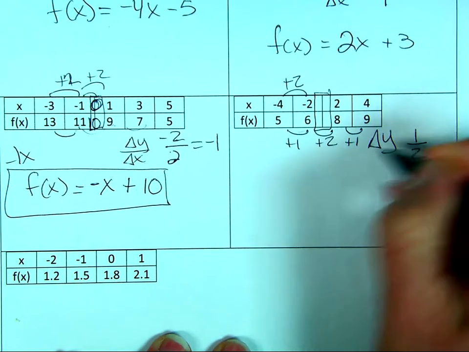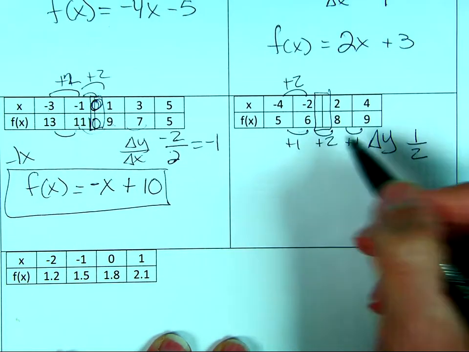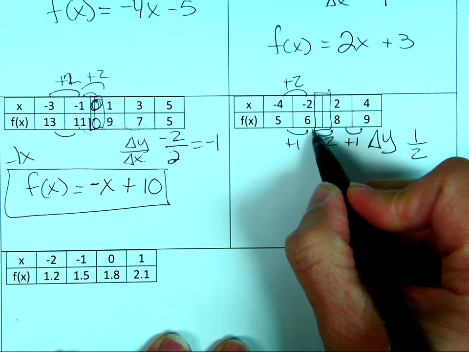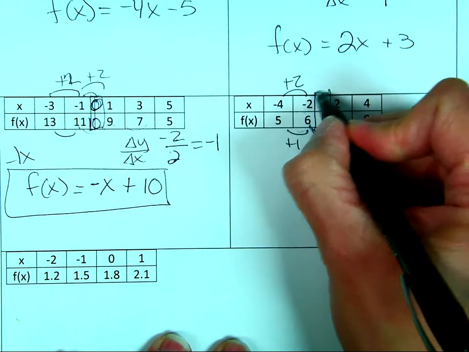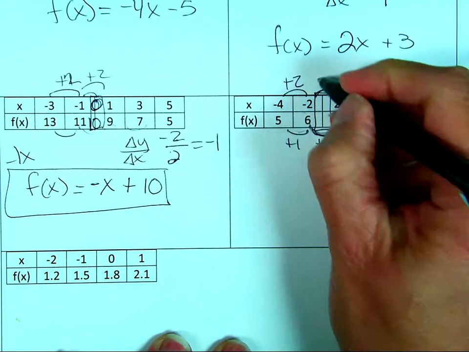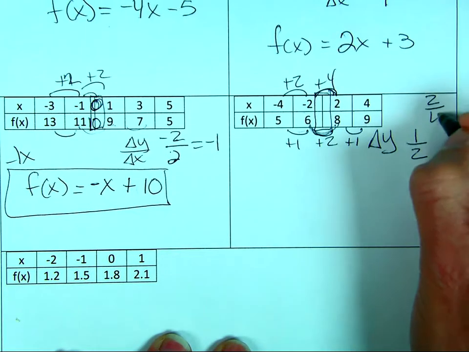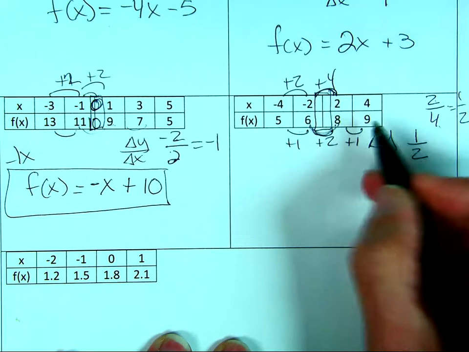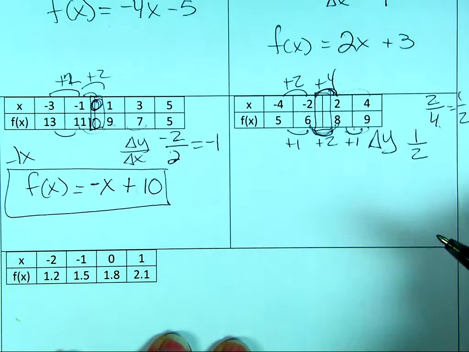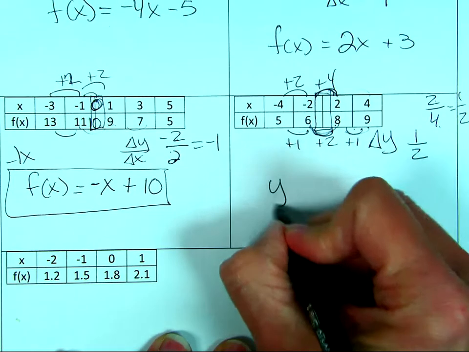Then I want to make sure it's linear, because every once in a while they make them not linear. Okay, here we go. That's plus 2. That was my change in y. And what happened here? That was plus 4. So is 2 over 4 the same as 1/2? Yeah. Okay, so my slope's 1/2. Up 1 over 2. Okay, y equals 1/2 x.